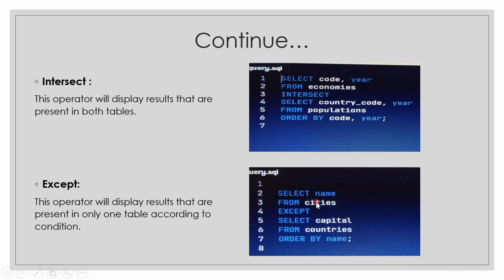Except. This operator will display the results that are present in only one table according to our condition. For example, in this query, we will select name from cities, and we use the except statement, then select capital from the countries column, then we sort the data according to the order by statement on the name column. So it will retrieve data that is present in the name table, but not present in the capitals table. So this except statement will retrieve or display data that is present in only one table according to our condition.